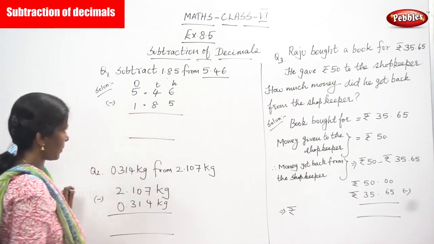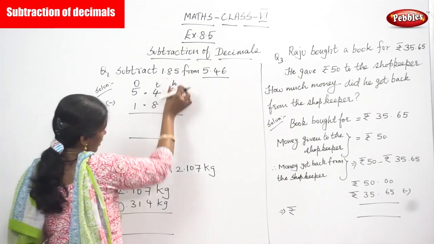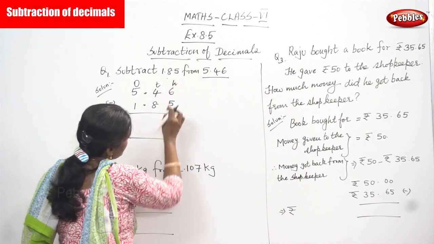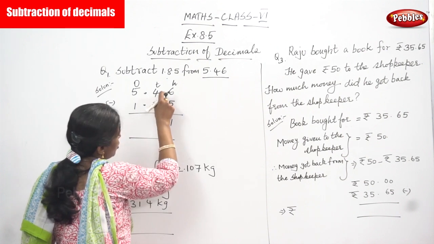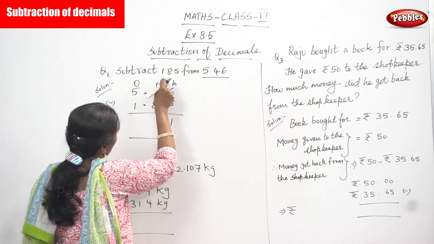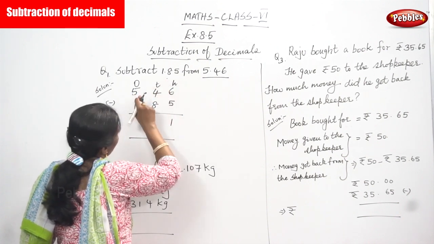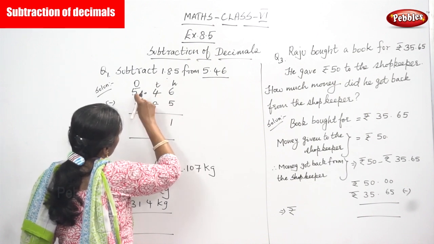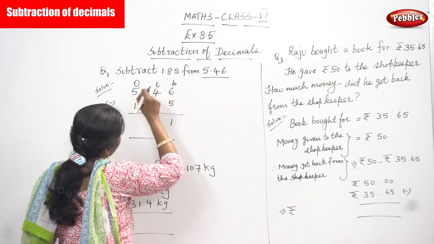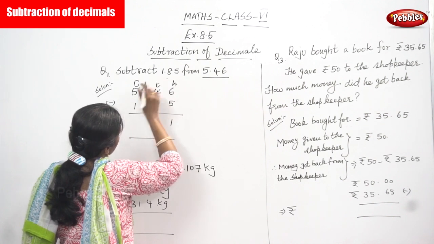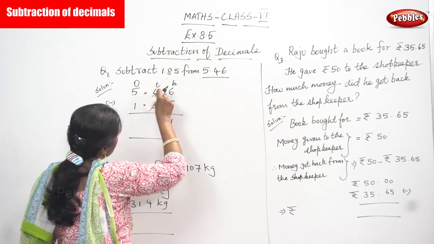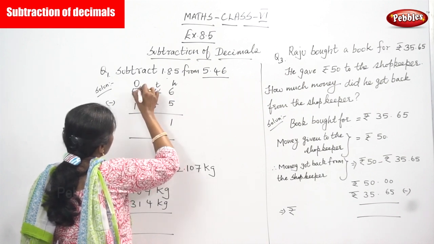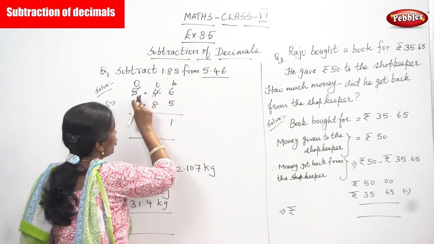Now we start subtracting. First we take only the hundredths digit. 6 minus 5 gives 1. Then 4 minus 8: it is not enough to subtract, so you have to borrow from the whole number. The whole number is 5, so you borrow 1 from it.